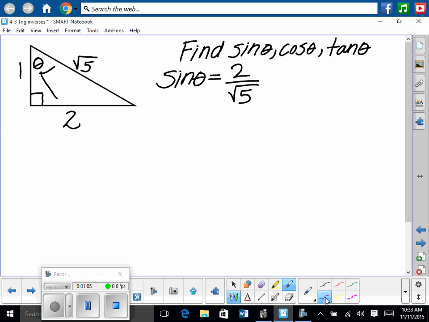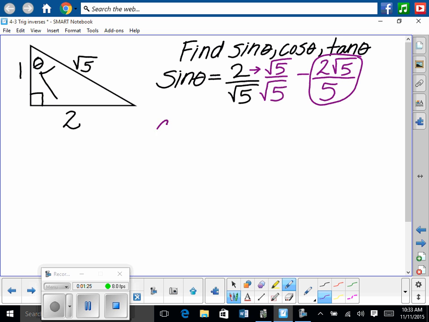The square root of 5. Square root of 5 for top and the bottom. Very good. We need to rationalize the denominator. So on top we have 2 square roots of 5, and on bottom we have the square root of 25, which is 5. So that is sine of theta, right everybody?